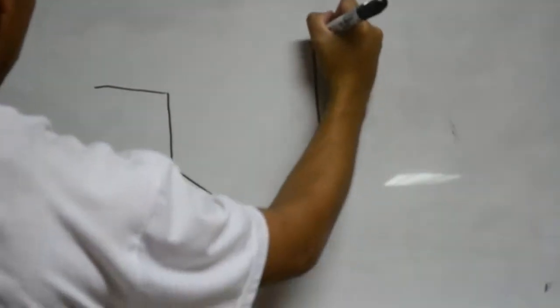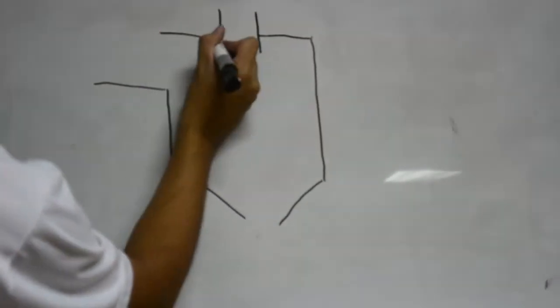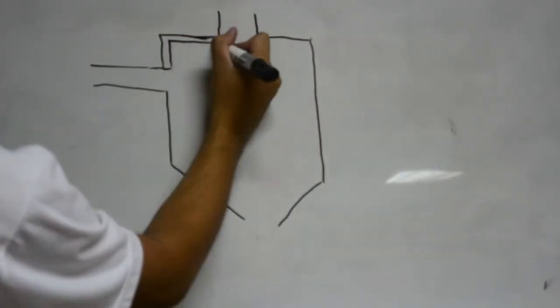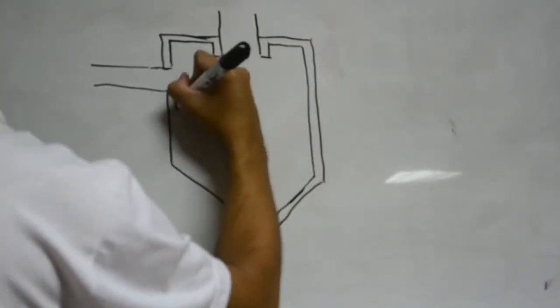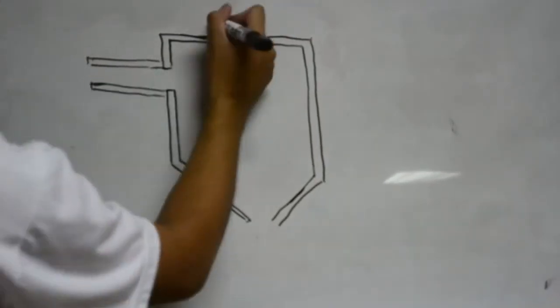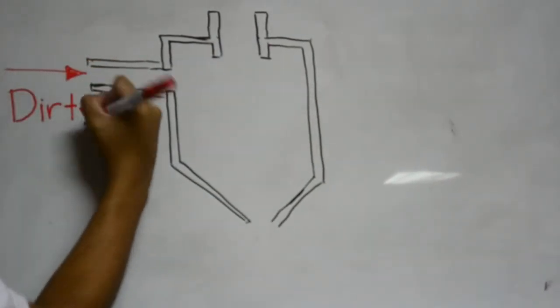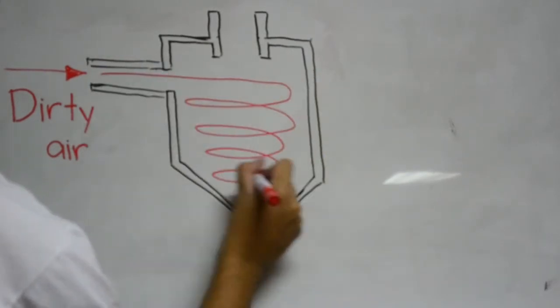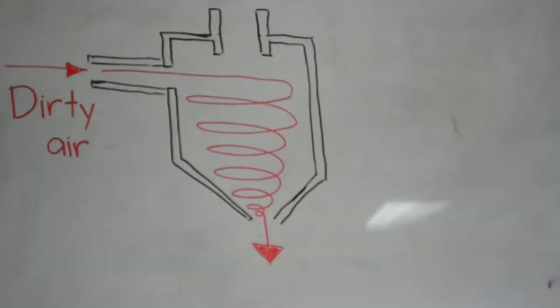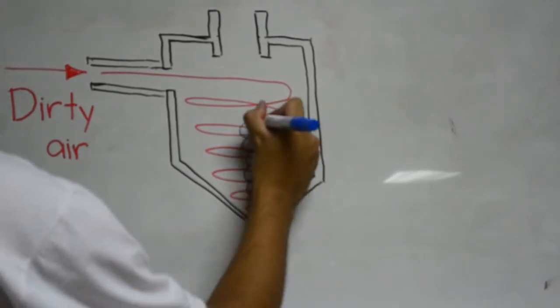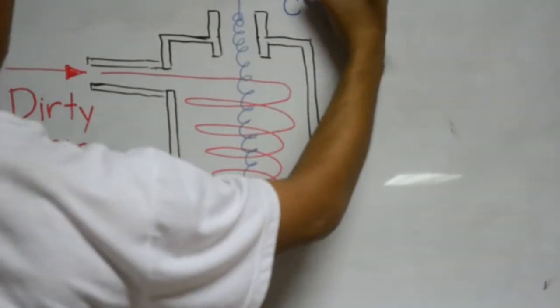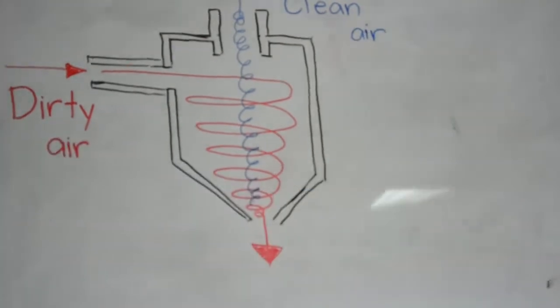To understand the importance of terminal settling velocities in the discussion of cyclone separators, let's again draw a cyclone separator. Again, we draw the gas feed, which is the dirty air, entering the inlet at the top of the cyclone separator. Also, we draw where the dirt particles are collected at the bottom and where clean air goes out at the top.